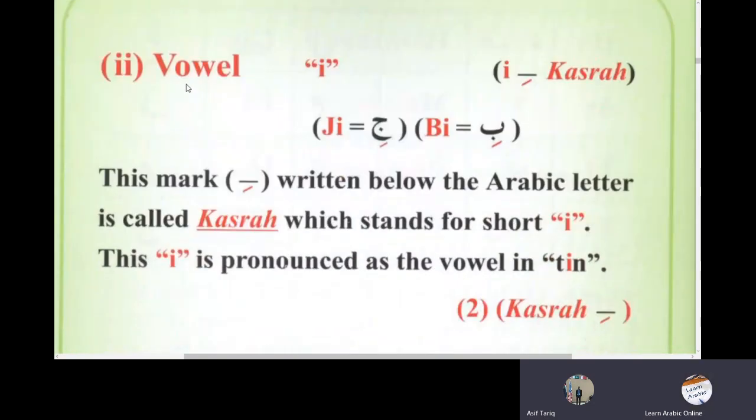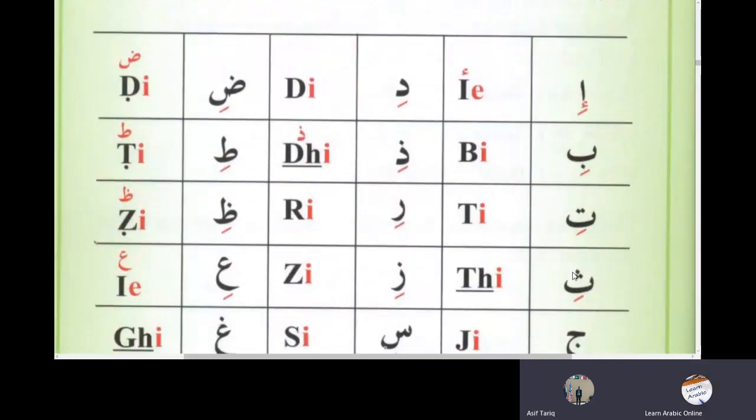So, vowel E. Kasra. This mark written below the Arabic letter is called Kasra. It stands for short E. This E is pronounced as the vowel in teen. Kasra. This is also D. Z. Do you pronounce it like the or the? Z. Like in Surah Fatiha, we say wala dolin? Yes, there it is fatha, but here it is kasra. Sound is different. All right.